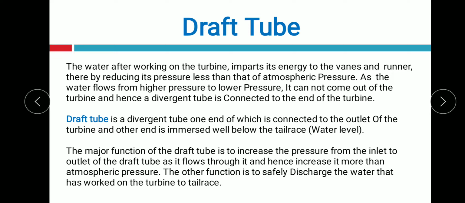The major function of the draft tube is to increase the pressure from the inlet to outlet of the draft tube as water flows through it, and hence increase it to more than atmospheric pressure. The other function is to safely discharge the water that has worked on the turbine to the tail race. It's a very important definition. Draft tube definition is very important. Please try to remember this.